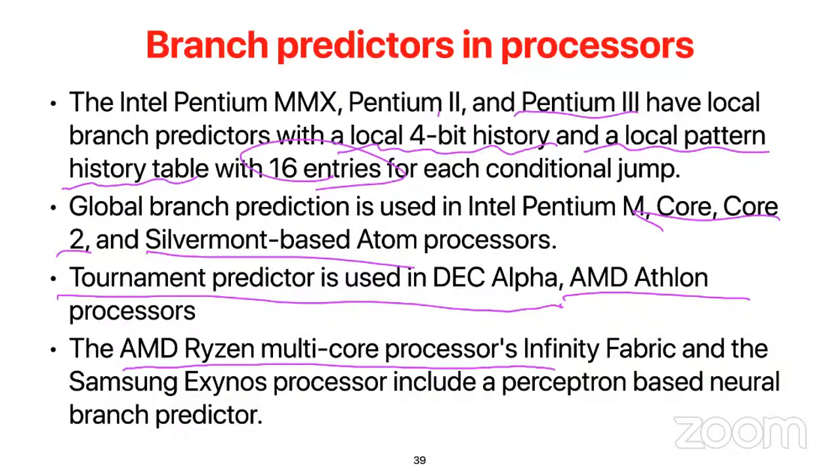They use a perceptron-based neural branch predictor, and Samsung's mobile phone processor also uses that, right? Now, because hardware technology allows us to put more circuits for branch prediction, perceptron becomes a good idea again.